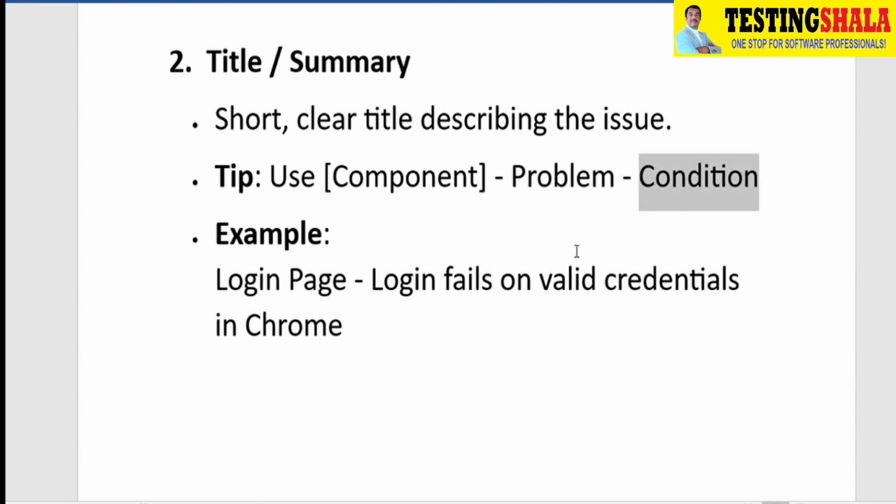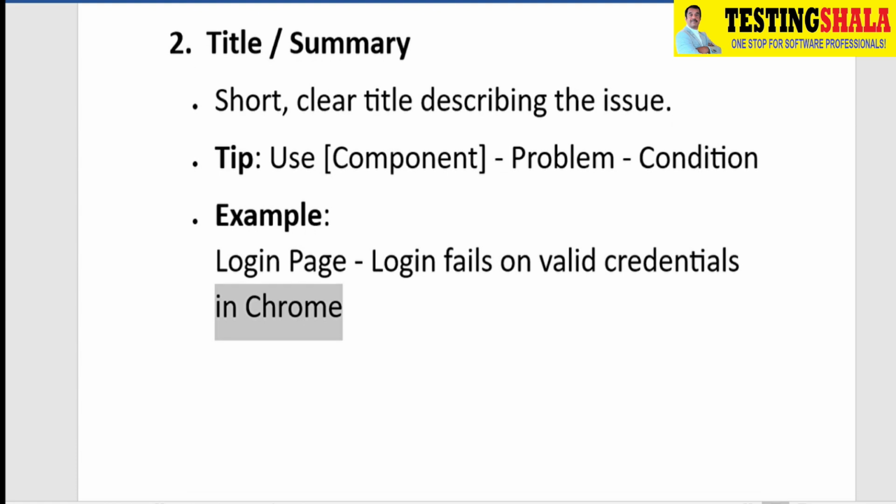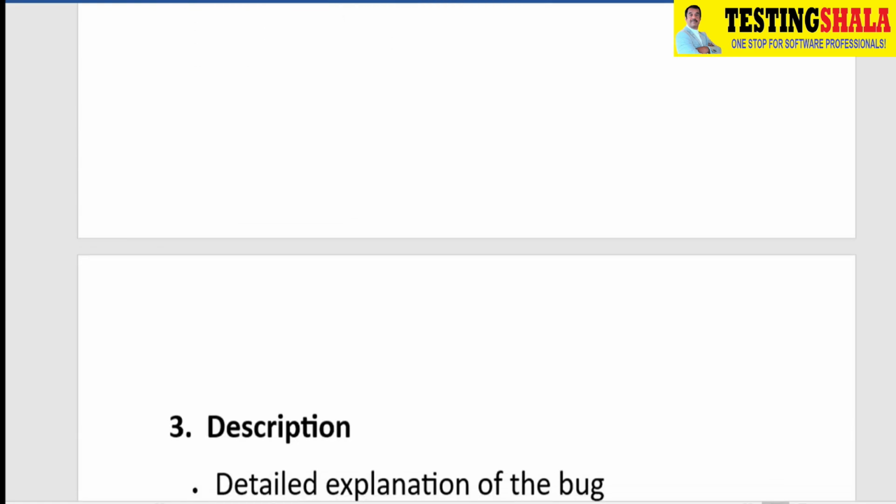The tip here is that we should talk about the problem along with a condition. Here is an example. The issue is in the login page, that is the component. The problem is login fails with valid credentials in the Chrome browser. That is a condition we want to clearly articulate in the title or summary of the defect. Because this is a very short and clear title, people should be able to understand the issue from the title itself.